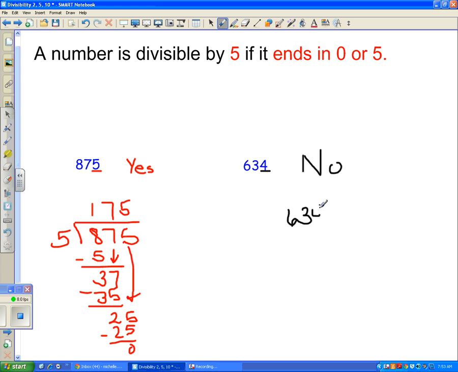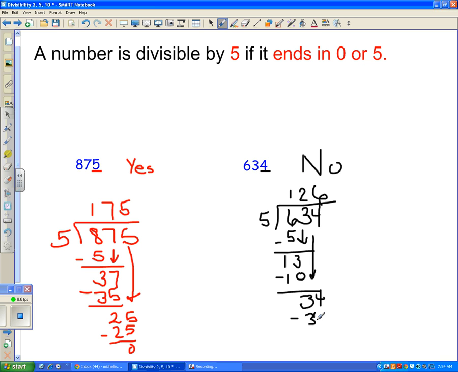So if I do 634 and I divide by 5, see how many times 5 goes into 6? Goes in one time. Bring down my next number. 5 goes into 13 two times. 2 times 5 is 10. Bring down my next number. 5 goes into 34 six times. And get a 4 here.